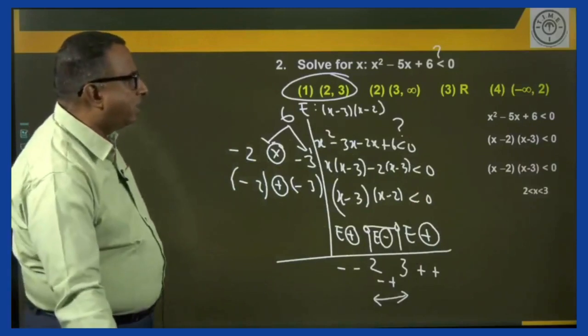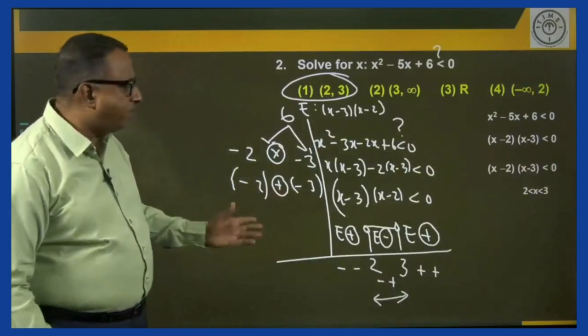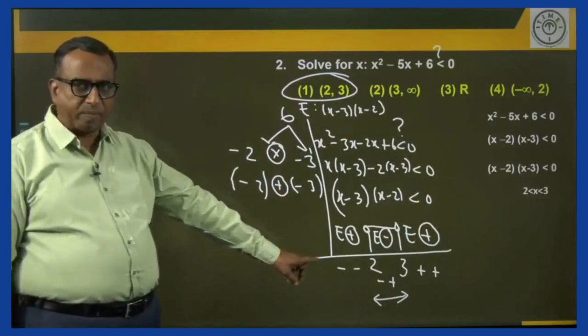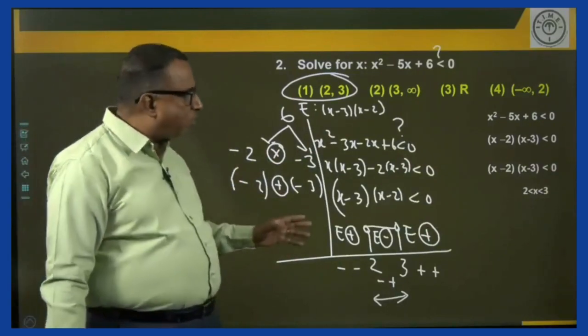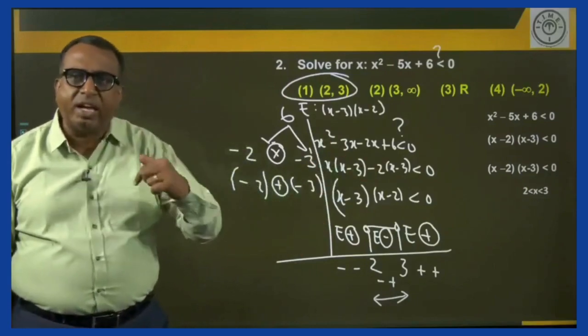Sorry, I repeated the step. x can be anywhere from 2 to 3. You can see the explanation here. Okay. When you put x equal to 2, it will be 0. x equal to 3, it will be 0.